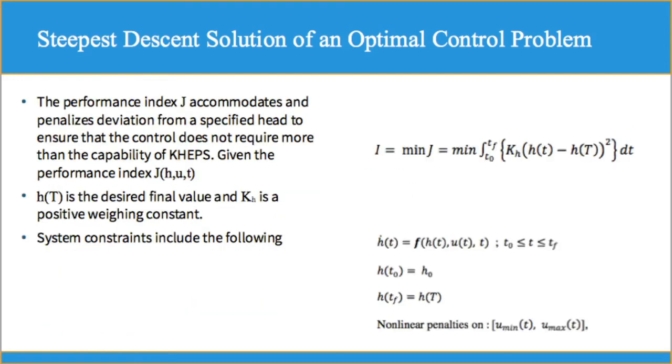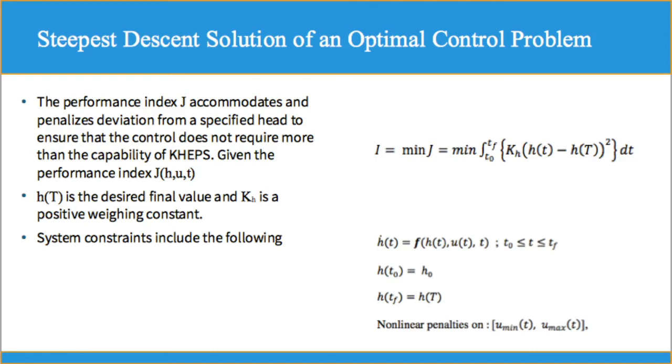The performance index accommodates a penalty deviation specified at the head to ensure that the control does not require more than what is capable at the Keeps facility. So if we have an infinite value with no limit, even though theoretically we could produce this much, realistically we couldn't, because there's actually a limitation of the power being able to produce at the Keeps facility.